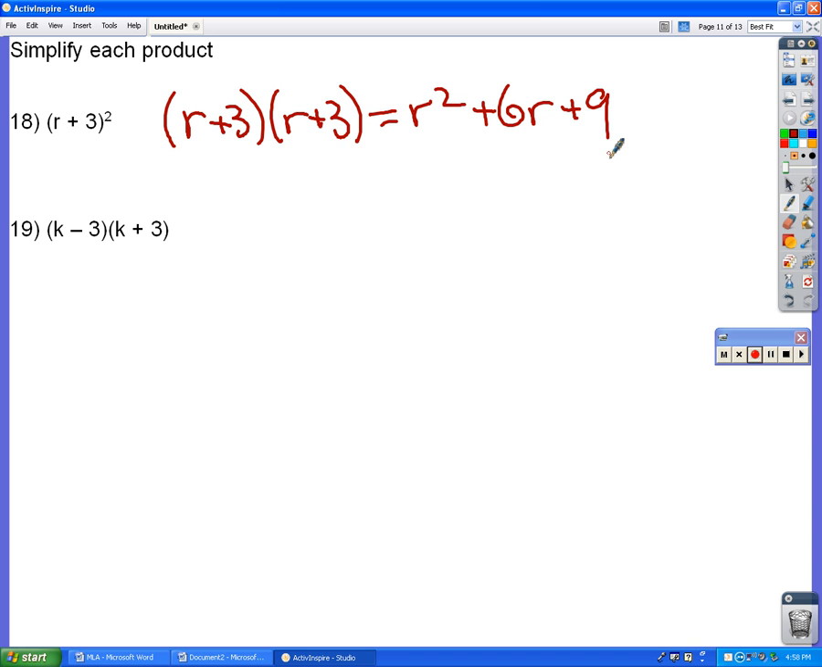When I FOIL this one out, k times k is k squared. But then when I multiply the outside, I'm going to get 3k. Inside gives me negative 3k, so those will cancel, so I don't need to write them out. And then negative 3 times 3 is negative 9. So just in one step there, that's my final answer.